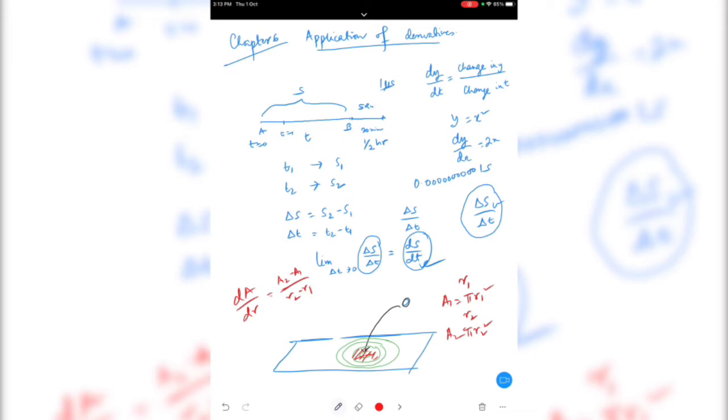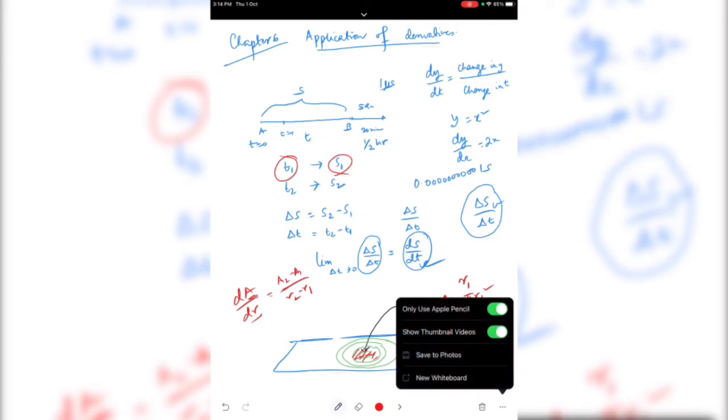That's what application of derivatives is all about. Differentiation: change in one quantity with respect to another quantity, where area is one quantity and radius is another quantity. Here distance is one quantity, then time is another quantity. So always we are taking two quantities into consideration, and we are finding the relation. If one changes, what happens to the other one? How much change does that other one have? That's what this chapter is all about.